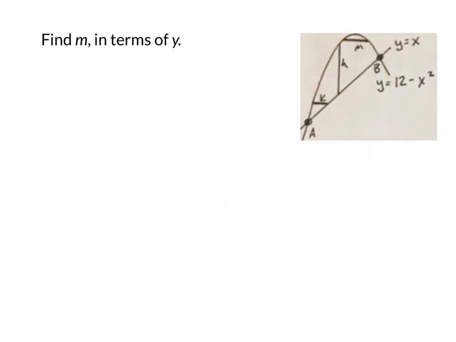So now let's find m in terms of y, m being this distance right here. Again, this is a horizontal distance, so to find that m, we want to take the larger x-coordinate and subtract the smaller x-coordinate. And when we're looking at these 2 endpoints, both of these endpoints are on the same curve, that curve being y equals 12 minus x squared. Remember that when we solved this equation for x, so that we wrote it in terms of y, we got that x was equal to positive or negative square root of 12 minus y.